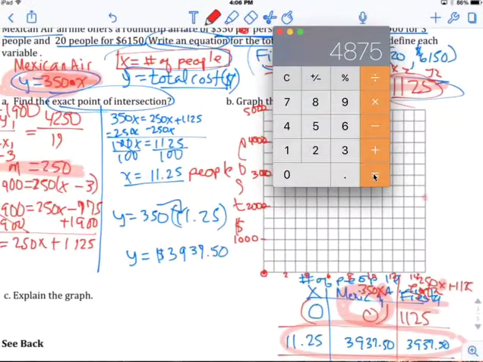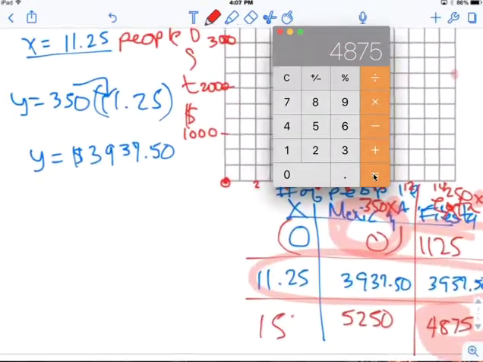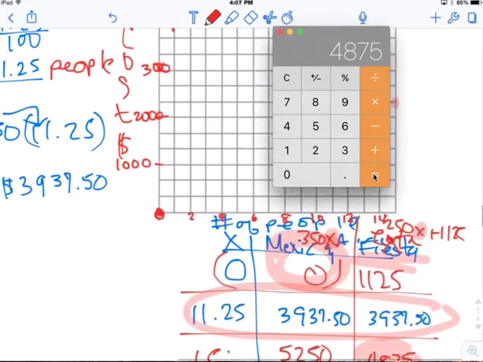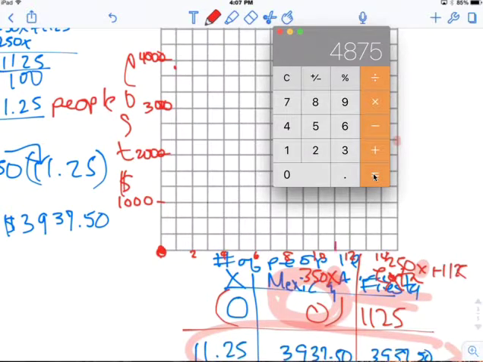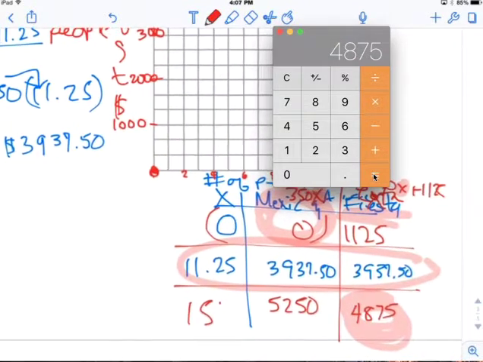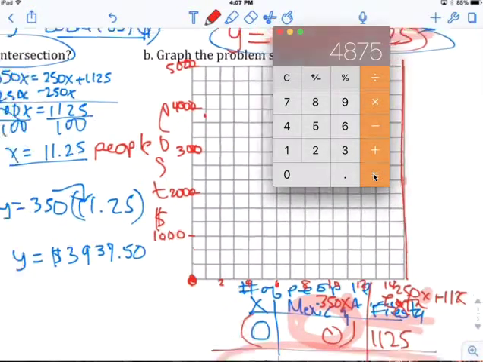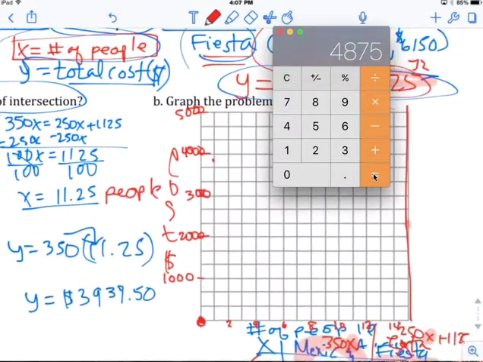All right. We estimate 0, 0. It's right there. 11 and almost 4,000. 15. That is Mexican Air.